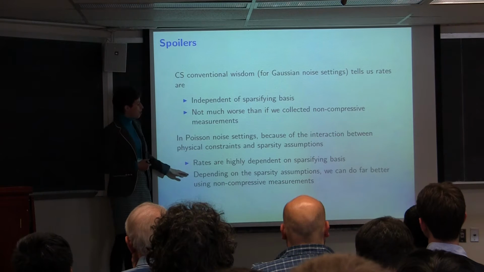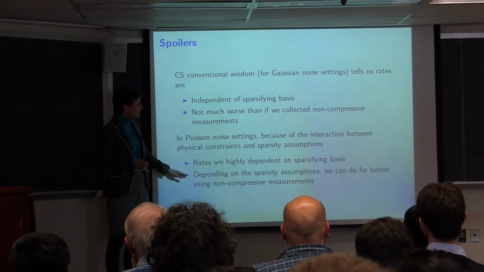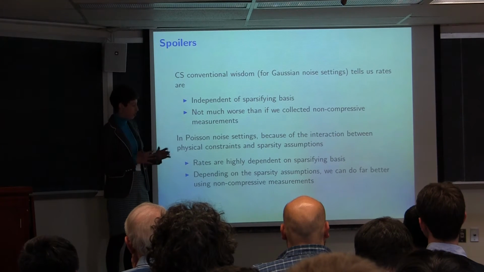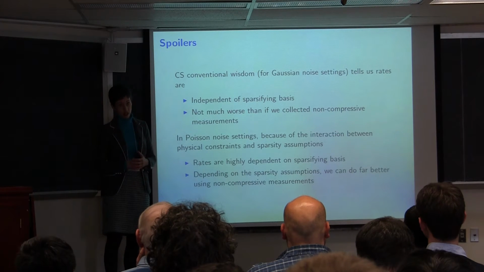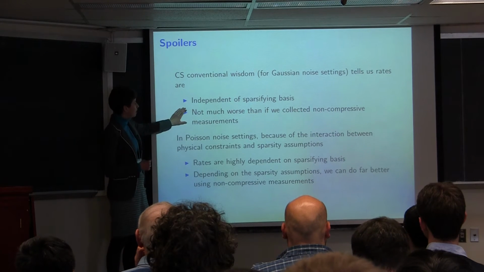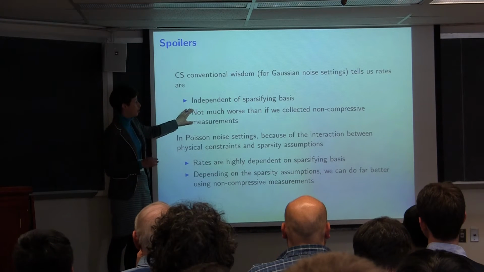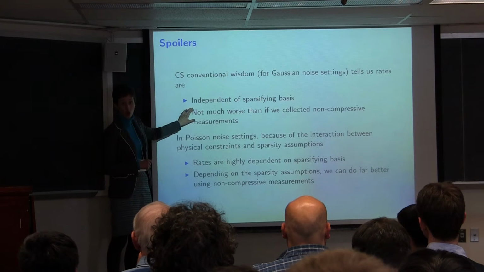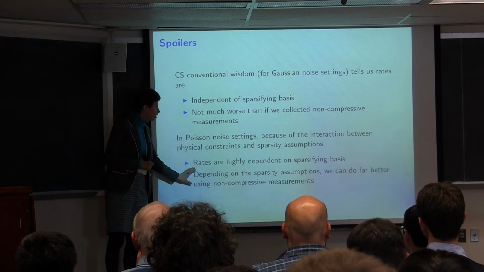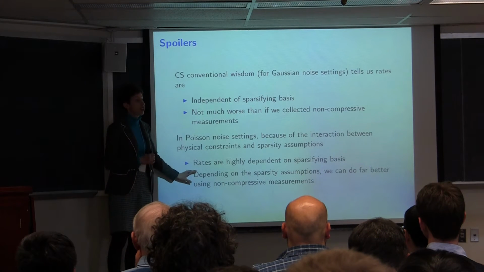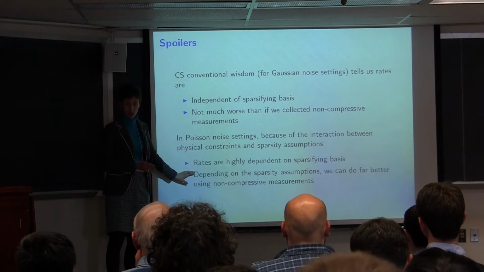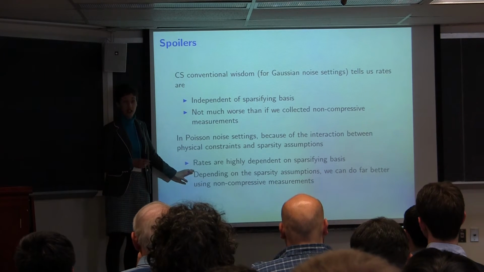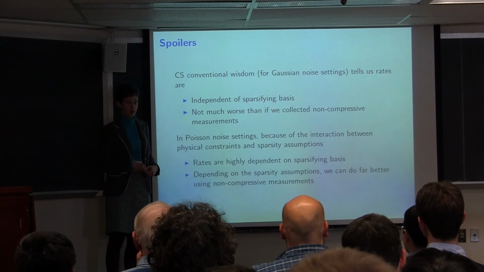And in addition, we're going to see that depending on your sparsifying assumptions, in some contexts you can do far better than compressed sensing. So in here we said that compressed sensing is sort of the optimal thing to do, because even something with a lot more information doesn't do a whole lot better. In the Poisson case, that's not the case at all. There are things you can do that are a whole lot better than compressed sensing. And we're going to see why that is and how those situations arise.